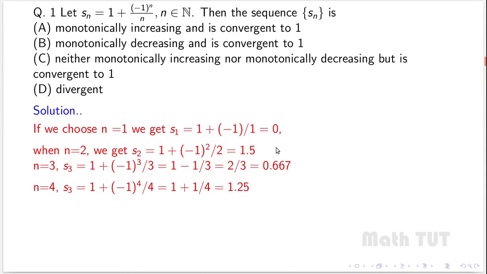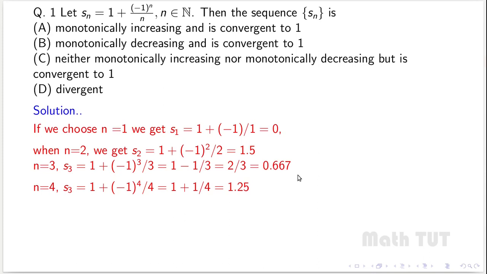And one thing you can see here is that if you take all even numbers, you're getting a subsequence which is slowly moving towards 1. When you give n equal to 2, you get 1.5. For n equal to 4, you get 1.25, and the next one is going to be further smaller, but it is approaching 1. And when you take the odd natural numbers, you can see it is first 0, then 0.667. The next number will be much nearer to 1, and so on.